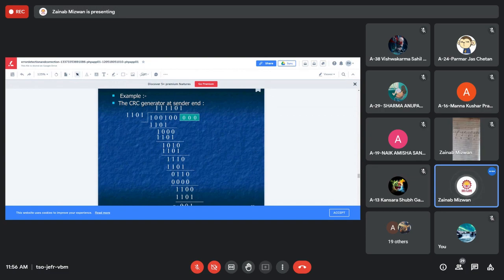here we have a CRC generator at the sender end. Here the data is given as 1101. So we have the data given over here. Actually these two numericals do not match with each other.